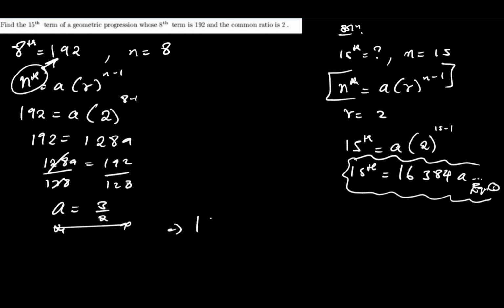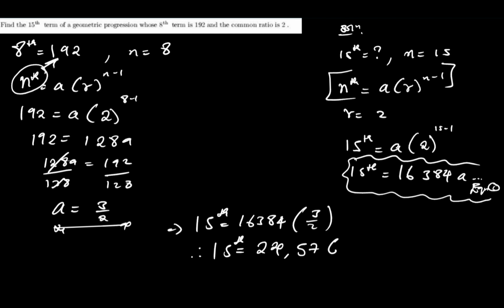So to find the 15th term, we have 16384 times a, which is 3 over 2. So we can say that our 15th term is basically 24,576. And that's our 15th term.